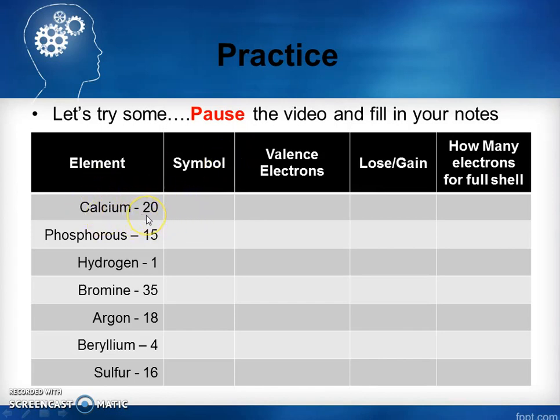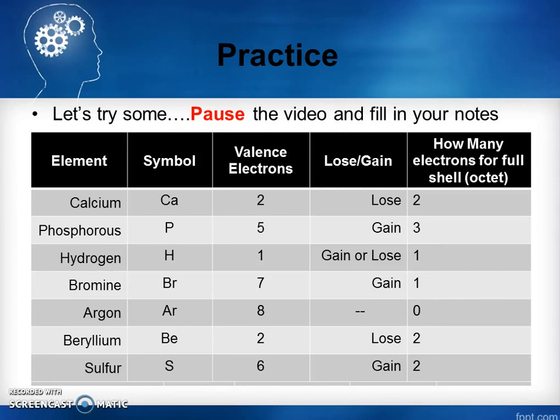Calcium, atomic number 20, symbol, capital C, lowercase a. How many valence electrons? Well, if I told you calcium's in column 2, right away you should say, aha, 2 valence electrons. So, looking at calcium, it's a lot easier to lose 2 electrons to get a full shell. So, the answer here would be lose, and the number would be 2. So pause the video, and when you're done, come on back here and take a look at the answers and see how you did. Hi, welcome back.